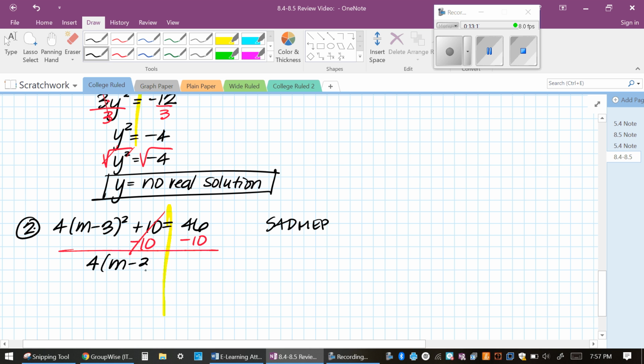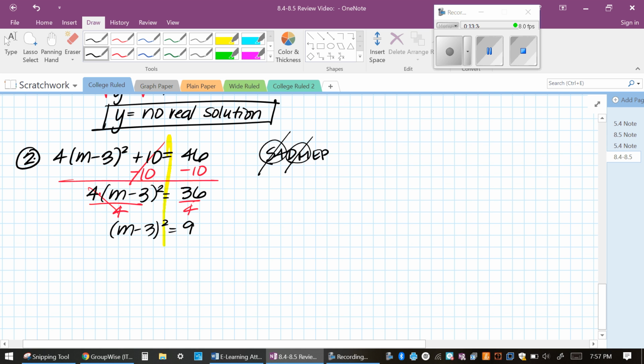Okay, my job is to get that m by itself. So little by little, I got rid of the addition and subtraction. Now I'm on to multiplication or division. I'm going to divide by the 4 because I cannot distribute it. Okay, now what should I do? I need to get rid of the exponent. The exponent is a 2, so I'm going to square root it.